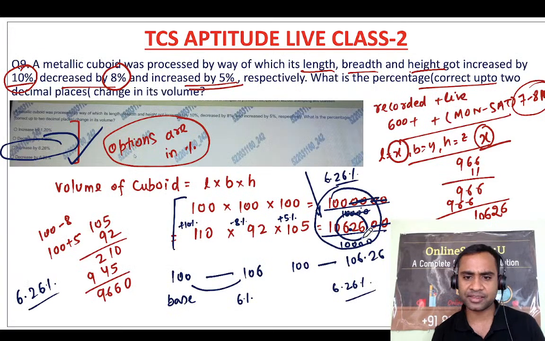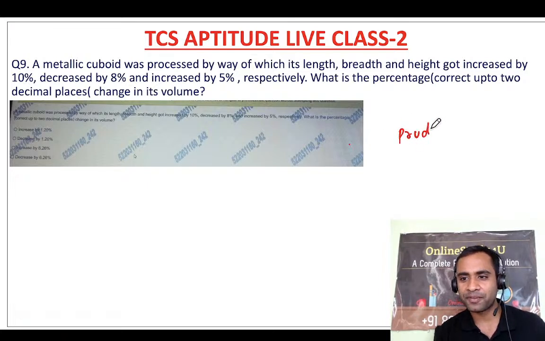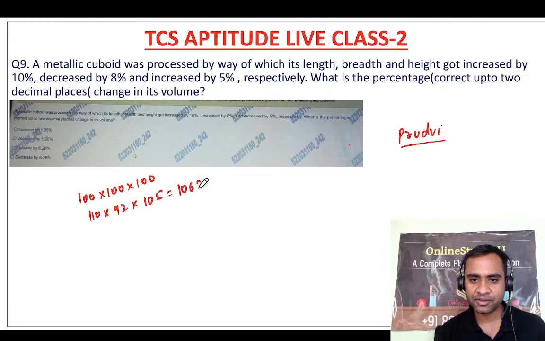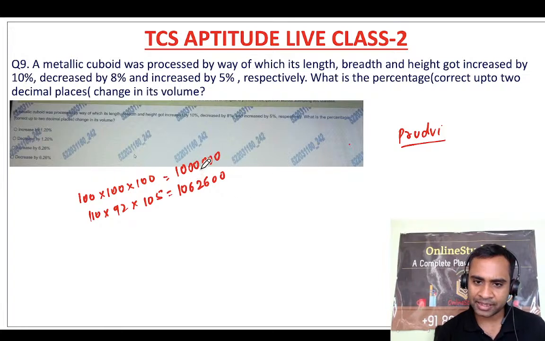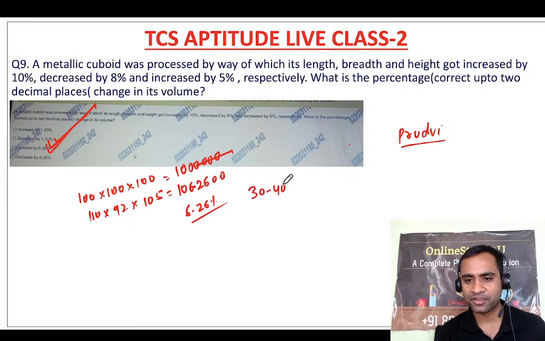So Prithvi is asking about a shortcut. See, for this particular question, whatever I told you, Prithvi, that is the shortcut only. You see the solution somewhere. See, I assumed 100. 10% is 110, 92, into 105. This is what you had to multiply. And then remove this part and this part. Now you can directly tell 6.26 percentage. Now this question, see option C. So these questions you are able to do in 30 to 40 seconds, right?